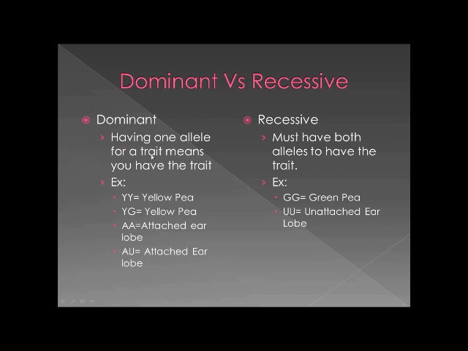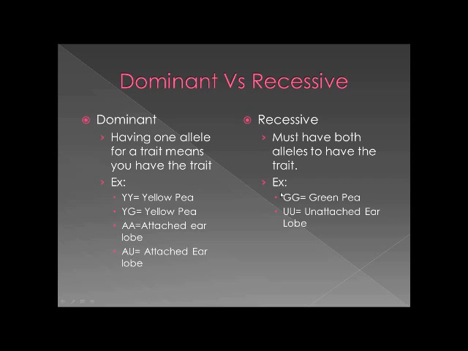A dominant trait just means you have to have one of them in order to have it. So for an example, if you're YY, you're going to be yellow. If you're YG, you are going to be yellow still. Now, in humans, attached earlobe is dominant. So if you are AA, that means you are going to have attached earlobe. If you are AU, where I have U meaning unattached earlobe, you're still going to have an attached earlobe. You'll still have the unattached gene, you just won't know it.